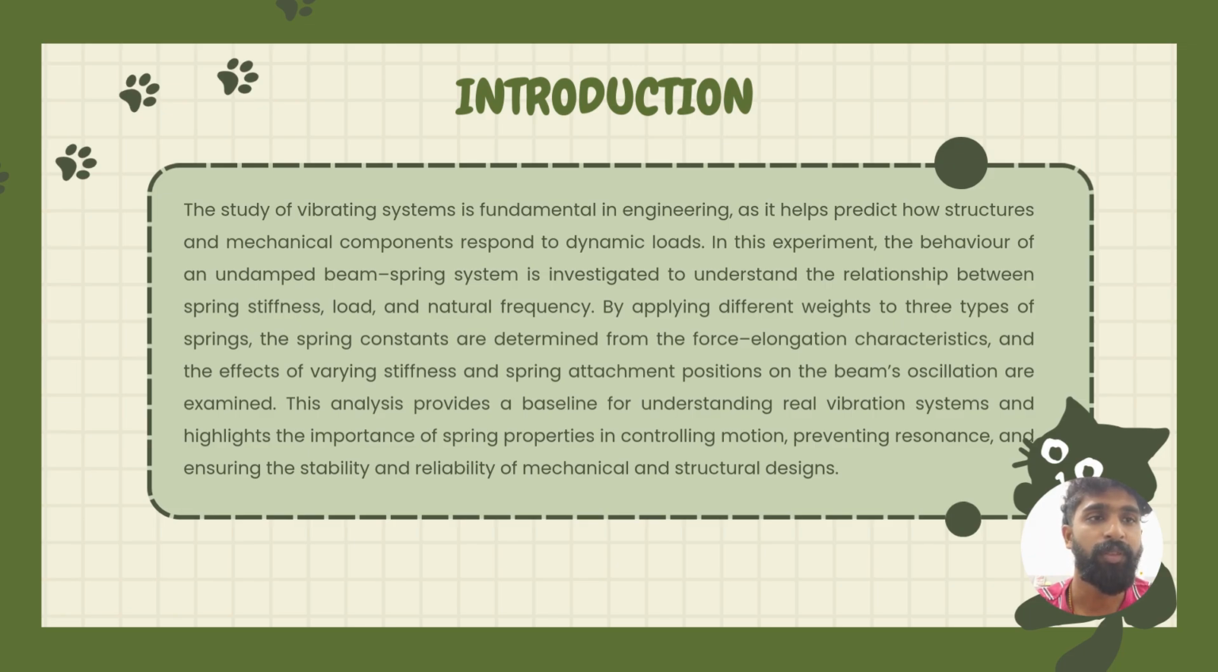By applying different weights to the three types of spring, the spring constants are determined from the force-elongation characteristics, and the effect of varying stiffness and spring attachment position on the beam's oscillation are examined. The analysis provides a baseline for understanding real vibration systems and highlights the importance of spring properties in controlling motion, preventing resonance, and ensuring the stability and reliability of mechanical and structural designs.